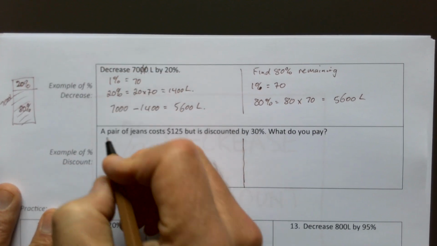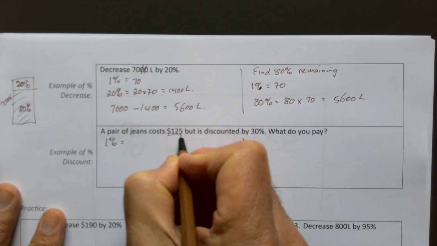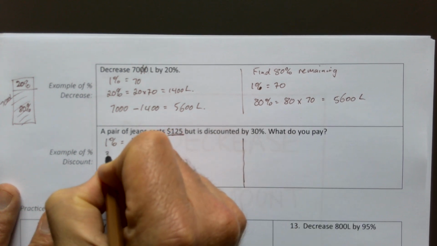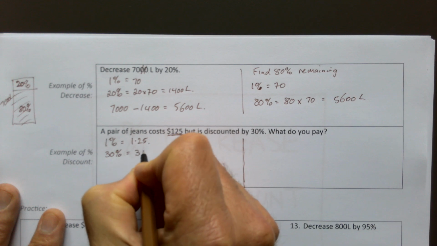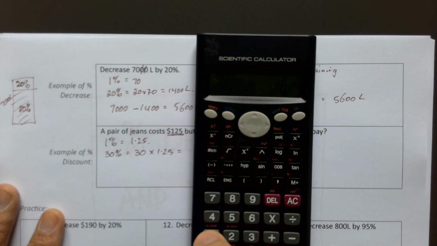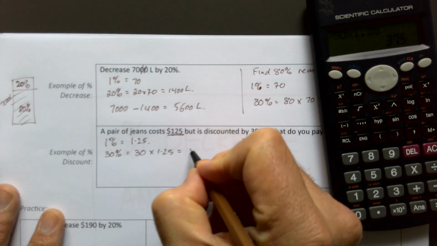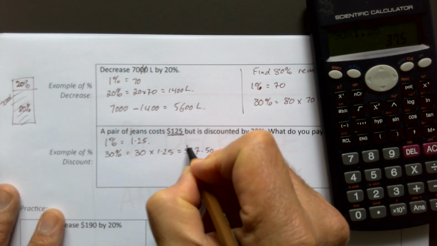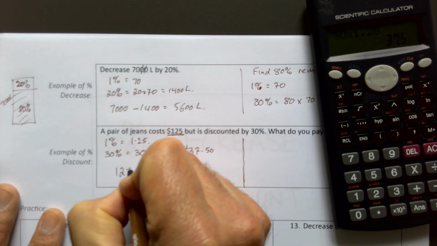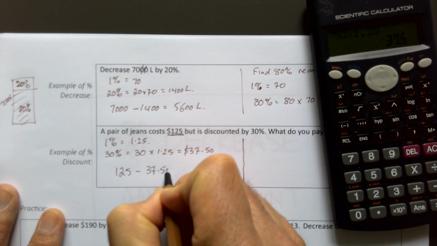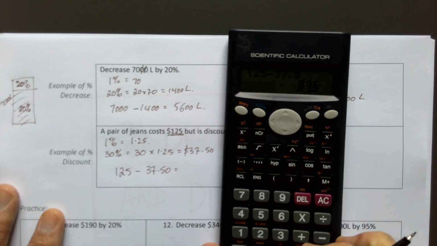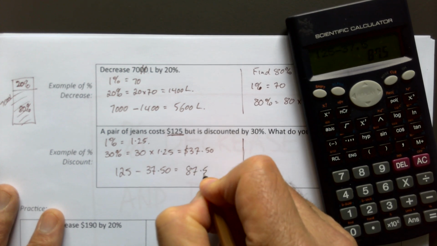Well, let's do this method here. 1% of that, move the decimal place over, is 1.25. So we're losing 30%. How many dollars is actually gone? 30 times 1.25. That's $37.50. What that means is you've saved $37.50. It's dropped down by $37.50. So 125 minus $37.50. So you would actually pay $87.50 for the pair of jeans.